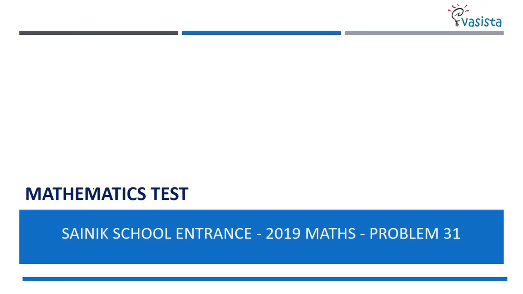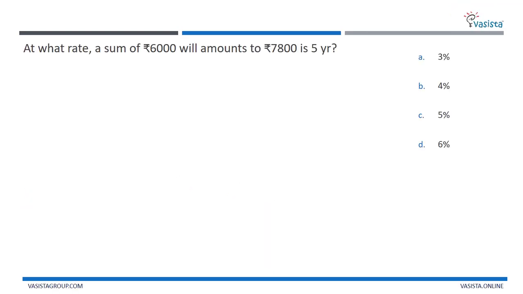Fine, let me go with problem number 31 here. It is a simple interest problem. Let us work this out. At what rate will a sum of rupees 6,000 amount to 7,800 in 5 years?